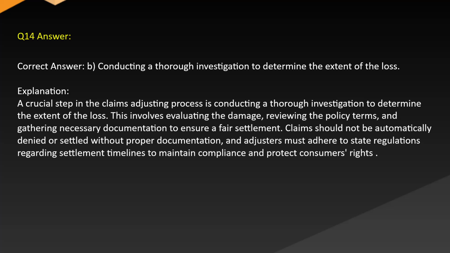Correct answer. B. Conducting a thorough investigation to determine the extent of the loss. Explanation. A crucial step in the claims adjusting process is conducting a thorough investigation to determine the extent of the loss. This involves evaluating the damage, reviewing the policy terms, and gathering necessary documentation to ensure a fair settlement. Claims should not be automatically denied or settled without proper documentation, and adjusters must adhere to state regulations regarding settlement timelines to maintain compliance and protect consumers' rights.